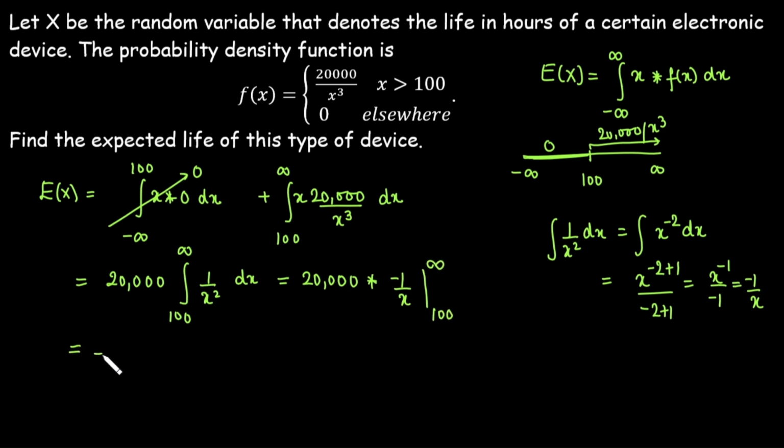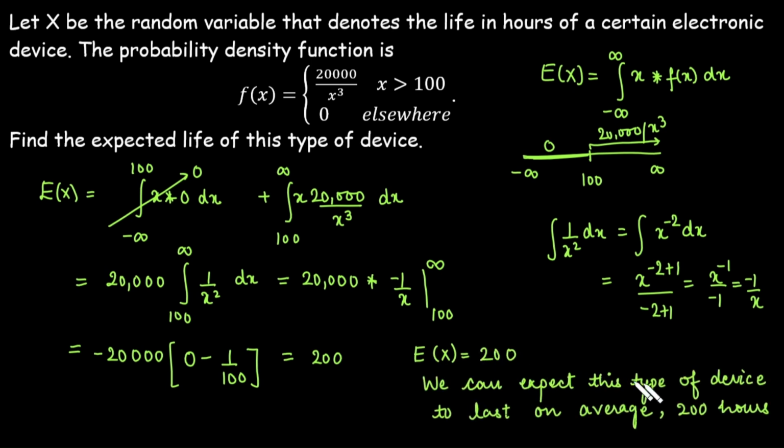That is equal to minus 20,000 outside. Now at the upper limit, 1 upon infinity is 0, minus at the lower limit, 1 upon 100. This negative sign I have taken outside. Negative times negative is positive, and this results in 200. So the expected value of x is equal to 200. Now what does it mean? This implies we can expect this type of device to last on average 200 hours.